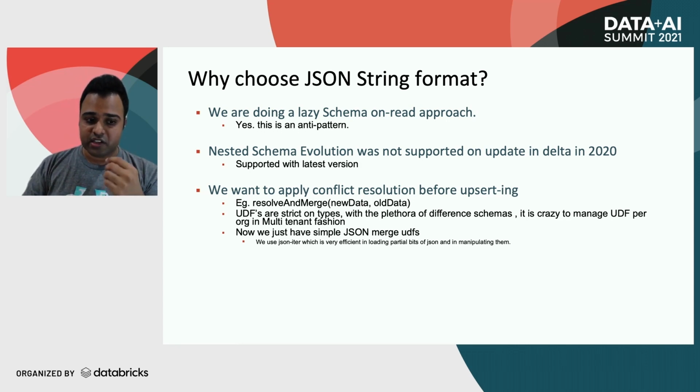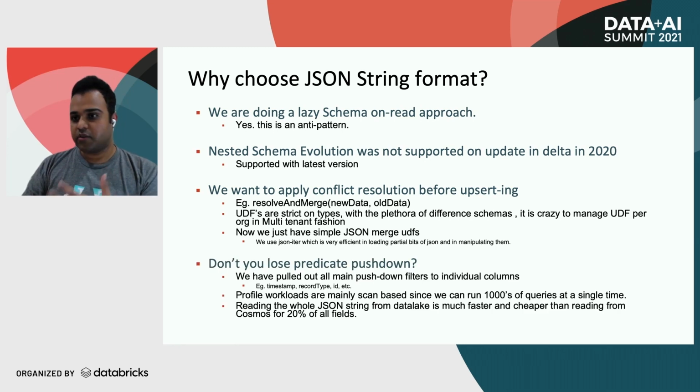The other thing is, we use JSON iter, which is an extremely fast library. The main thing that it gives us is lazy parsing. So unless you're actually using a field, that field is not parsed into memory, which is extremely useful in the cases that we have.